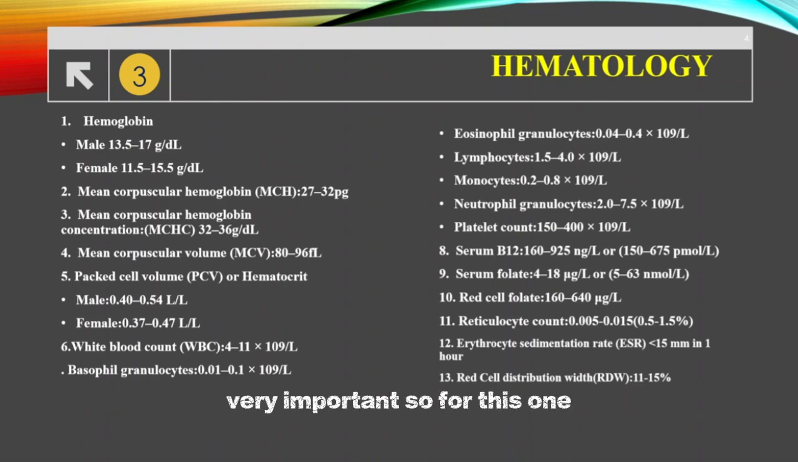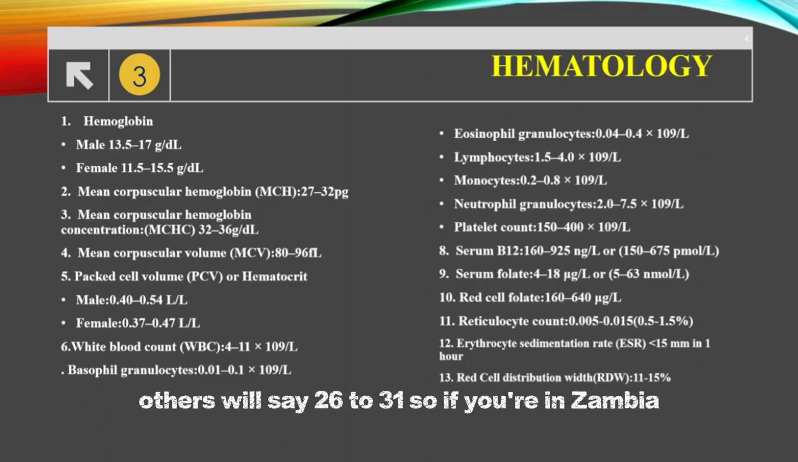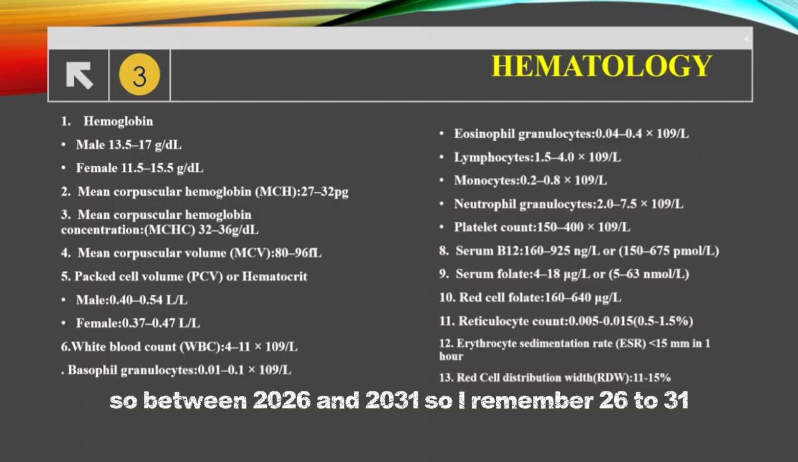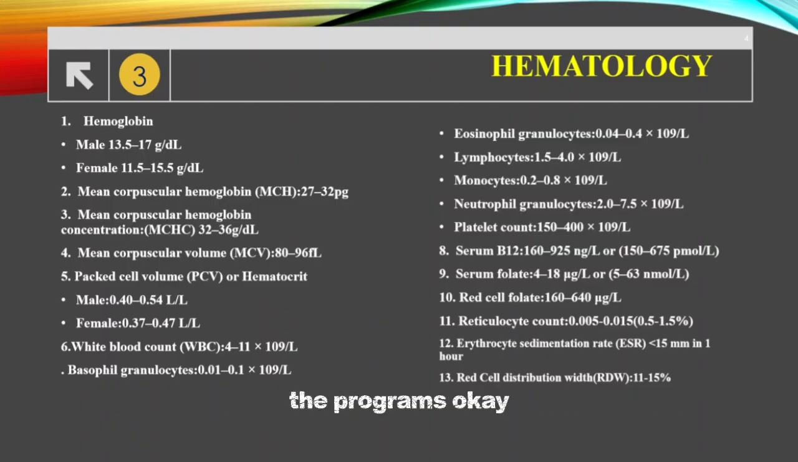It's very important. For this one, others will say 26 to 31. If you're in Zambia, I usually relate it to election periods. Like in 2026 people are voting, and then people vote after 5 years in general elections, meaning the next will be in 2031. So between 2026 and 2031, I remember 26 to 31 picograms.